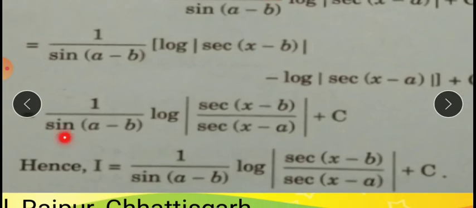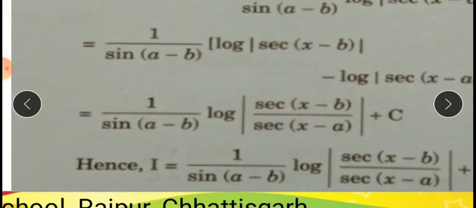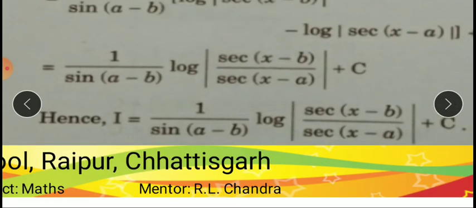Now 1 upon sin(a minus b) log. See, this is formula log m minus log n is equal to log m upon n, plus c means constant of integration. Our required integration is I is equal to 1 upon sin(a minus b) log of absolute value of sec(x minus b) upon sec(x minus a), plus c.